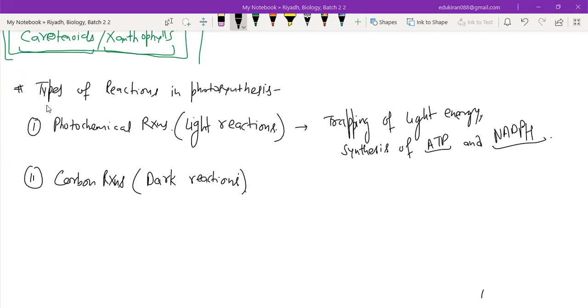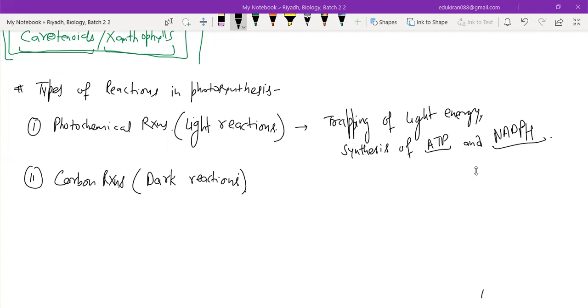I was just telling that there are two types of reactions happening during photosynthesis. The first type is called photochemical reactions, or also called light reactions or light dependent reactions, because they are dependent on light. So clearly they can only happen during the daytime. In these reactions, trapping of light energy happens and synthesis of ATP and NADPH happens.